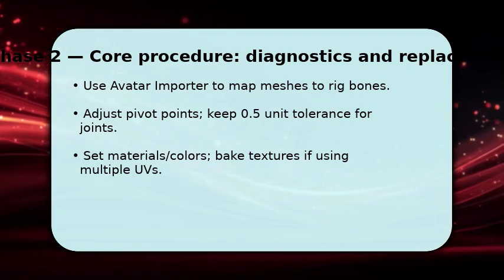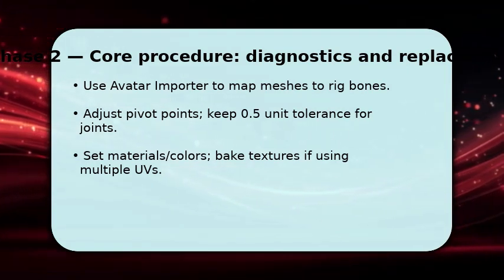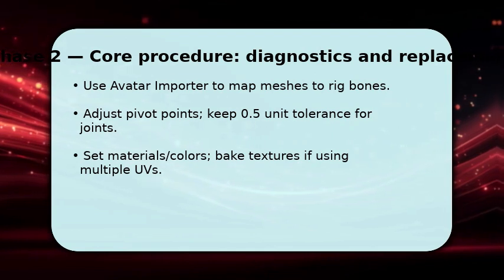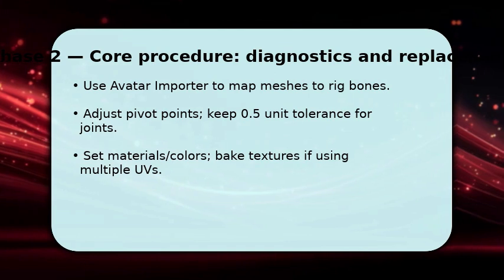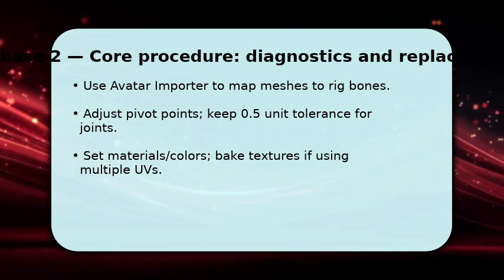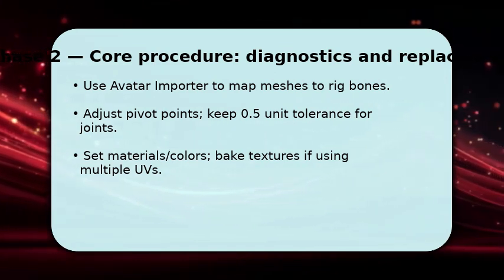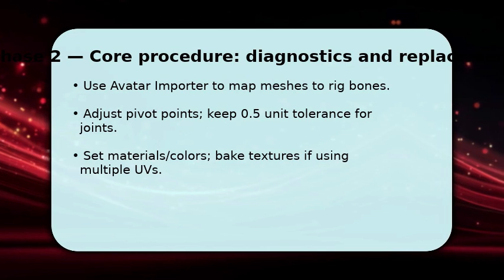You now rig the components. Use the avatar importer or a rigging plugin to map each mesh to the humanoid bones. While rigging, adjust pivot points so joints rotate naturally. Small offsets cause clipping. Then align meshes to the default avatar proportions, testing range of motion.